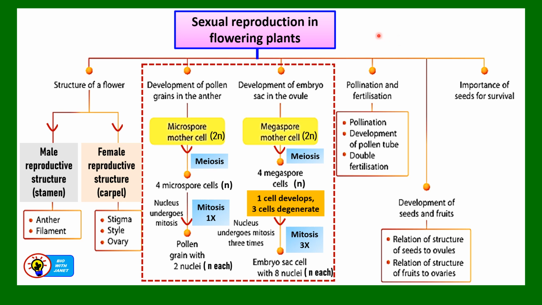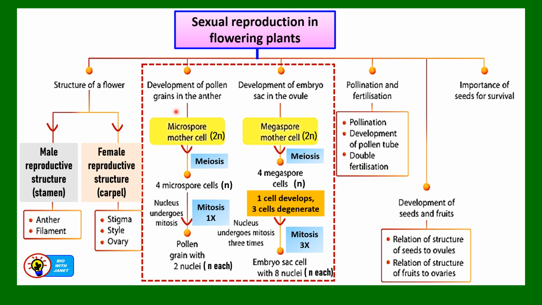This diagram shows us the overview for Chapter 6, Sexual Reproduction in Flowering Plants. In the first video, we have already discussed the structure of a flower. So the male reproductive structure is the stamen, which consists of the anther and the filament. The female reproductive structure is the carpel, which consists of the stigma, style, ovary, and ovule. Now, in this video, we're going to discuss the development of pollen grains in the anther and the development of the embryo sac in the ovule.